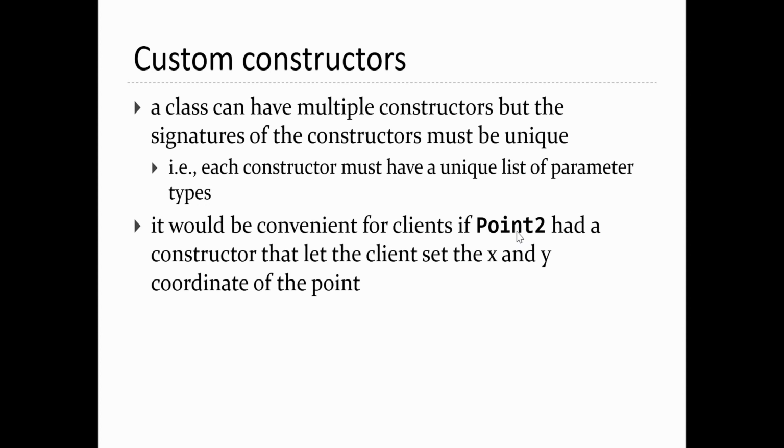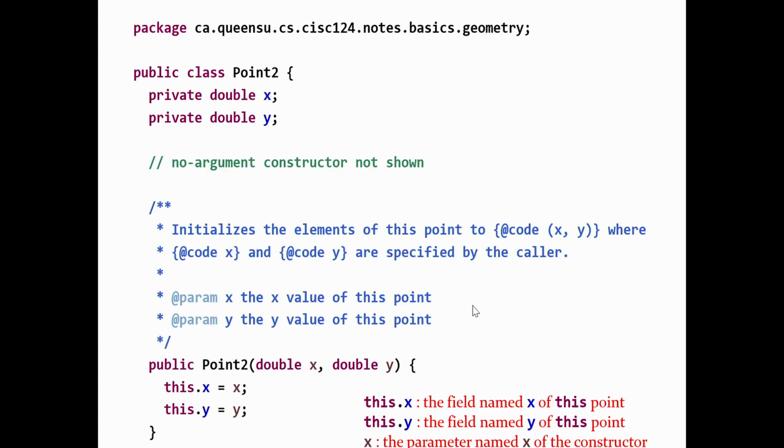So for our Point2 class, it would be useful if someone could make a point and specify the x and y coordinates when they make the point. In other words, it would be useful if they had a constructor that took in two double values, x and y, that are the coordinates of the point to be created. Now, this one's a bit funny.